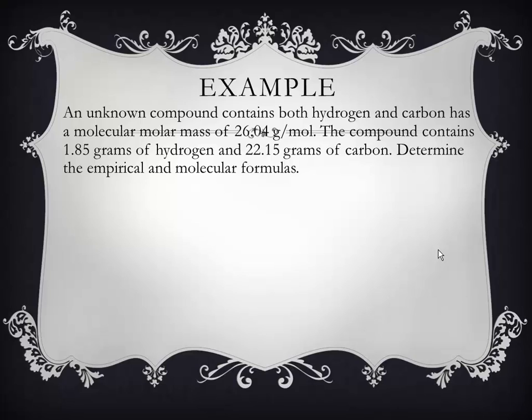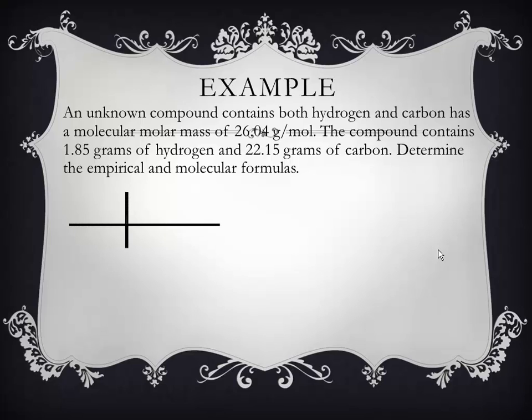Okay. Here's an example. We have an unknown hydrocarbon, hydrogen and carbon. Its molar mass is 26 grams per mole, and a compound contains 1.85 grams of hydrogen and 22.15 grams of carbon. Determine the molecular and empirical formulas. So this is everything we've done in one problem. So you have to find the empirical. So you need to find the moles of each, not the grams.